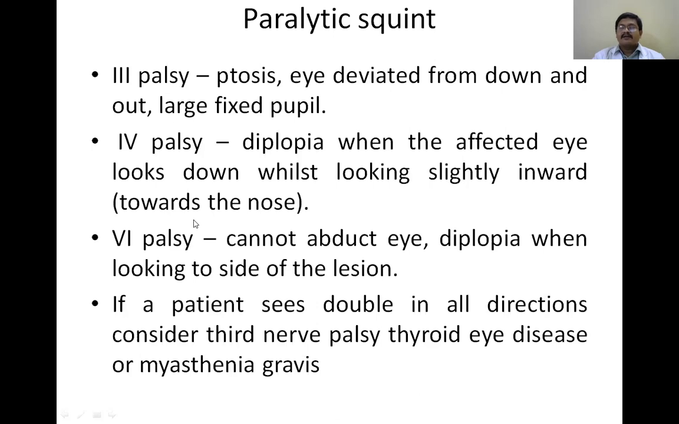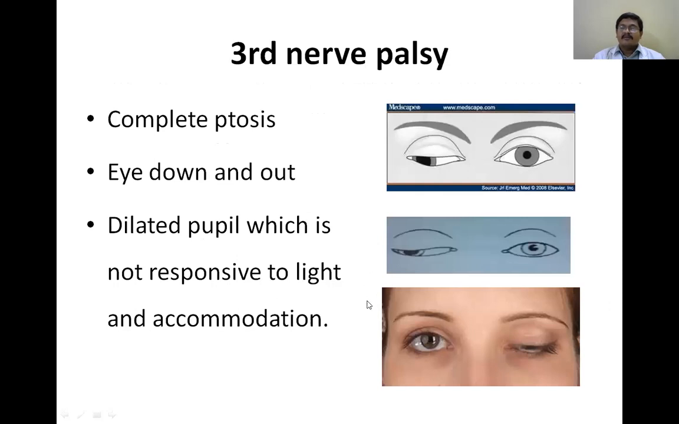Whenever you are reading or looking down, you have double vision in the fourth nerve palsy. In the sixth nerve palsy, you cannot abduct, and there is diplopia when you look to the side of the lesion. If the patient sees double in all directions, it is considered to be thyroid ophthalmopathy, third nerve palsy, or myasthenia gravis. These are the conditions where you have diplopia in all directions. In thyroid ophthalmopathy, the Graves ophthalmopathy, with proptosis, the extraocular muscles become inflamed, which also produces that.